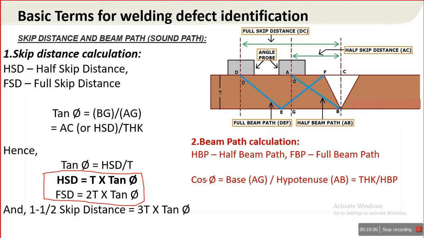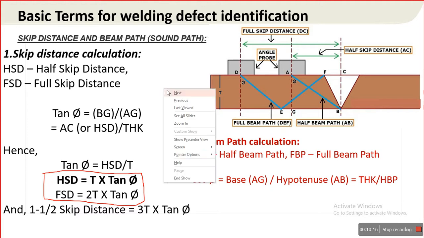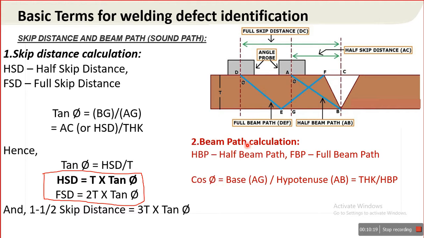As per the trigonometry, cos phi is equal to base divided by hypotenuse, so AG divided by AB. Apply this trigonometry within this triangle. In this triangle, cos phi is equal to base, that is AG, divided by hypotenuse, that is AB.